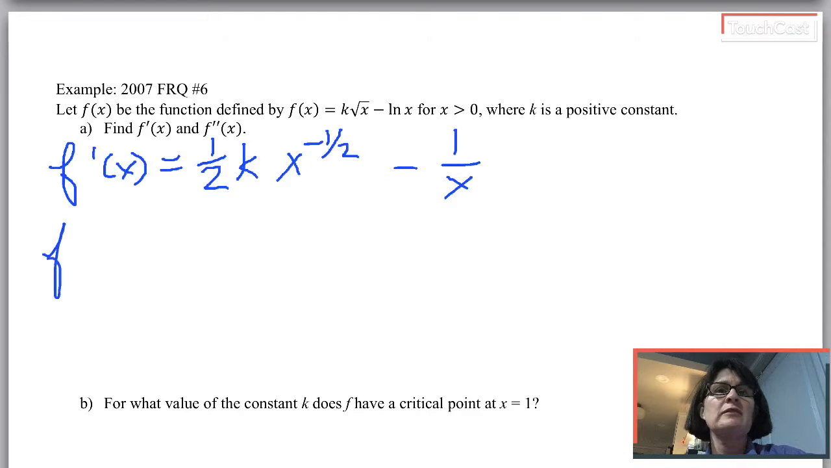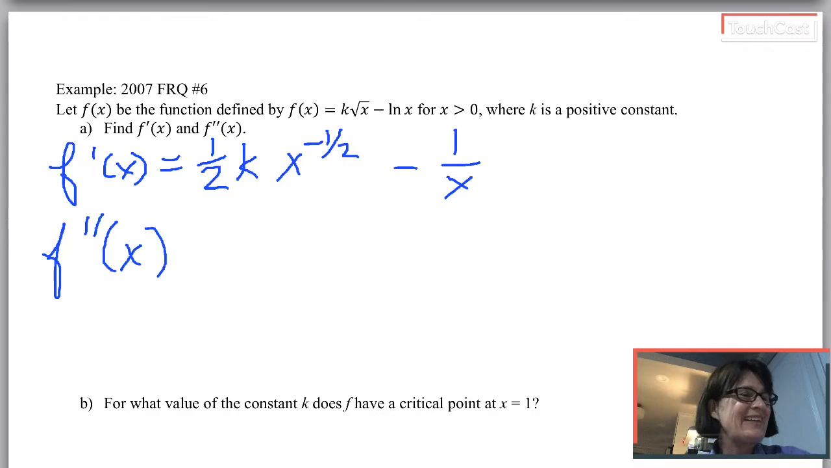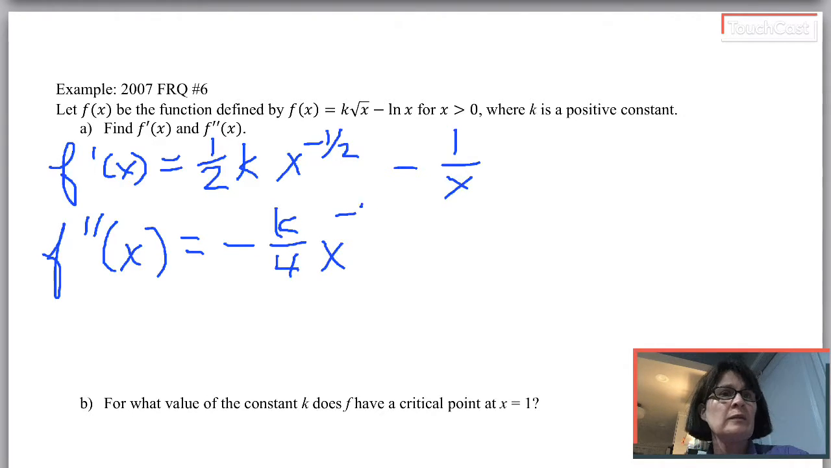My second derivative, f double prime of x. I have a 1/2 and a k that are constant multipliers. I'm going to take the new exponent down to multiply to the front, so that's going to be -1/2. It's going to multiply the 1/2 and the k that are already there. That's going to give negative k over 4. X to the new exponent is 1 less than the old exponent, minus 3/2.